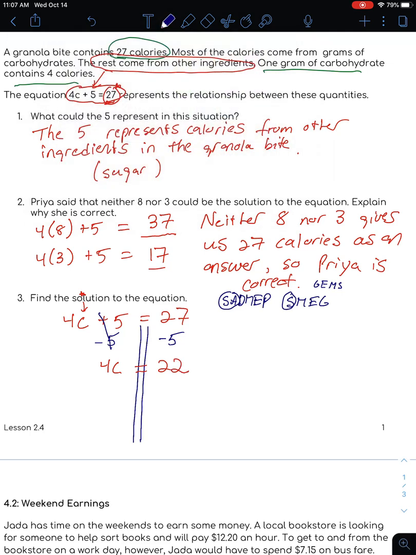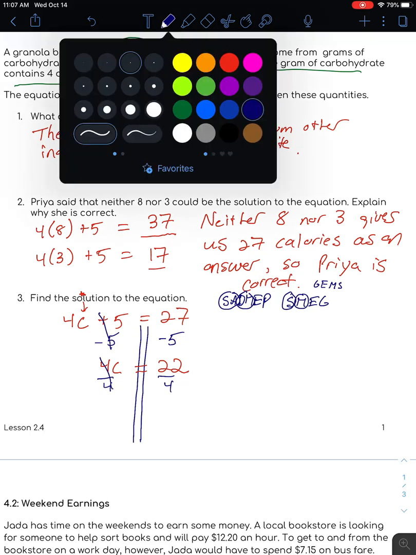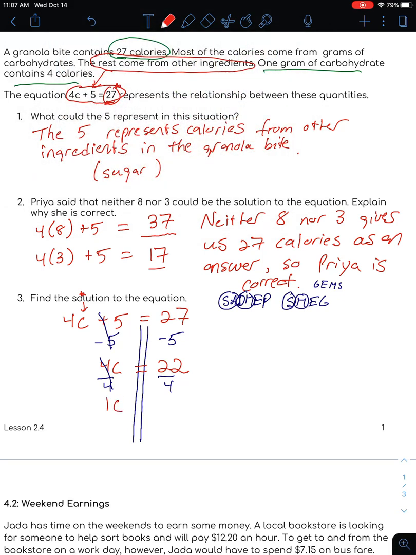Then let's go ahead and undo now the multiplication or division. Multiplication and division are inverses of each other, so they undo each other. So we're going to undo that 4 times C by dividing both sides by 4. So when we do that, we end up with a 1C. 4 divided by 4 is 1. You could just write C there. If you don't want to write the 1C, you can just write C. And then 22 divided by 4 on the right side produces an answer of 5.5. So the solution is C equals 5.5.